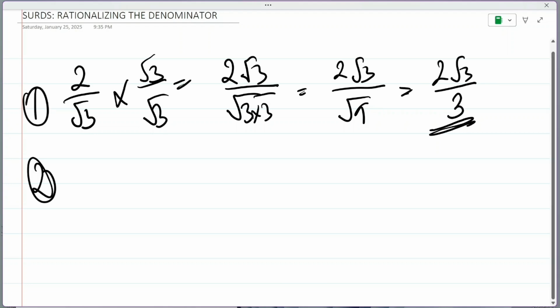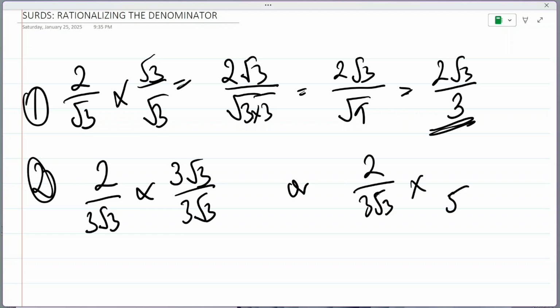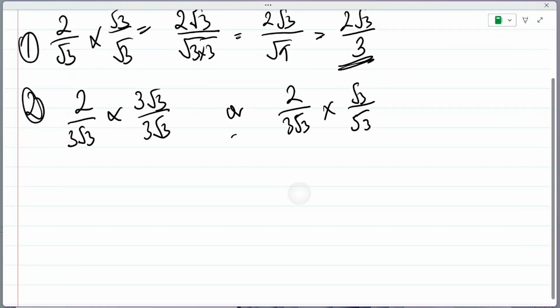Second question. Let's say you have 2 over 3 root 3. You can't leave your answer like this. You have to multiply both the numerator and the denominator by the denominator with its roots. So you have times 3 root 3 over 3 root 3. Or you can take it 2 over 3 root 3 times just root 3 over root 3. They are linked by times, and you can therefore just work on this root 3. But if it were to be addition, it's a different ball game. So let's solve the two and see if we get the same answer.